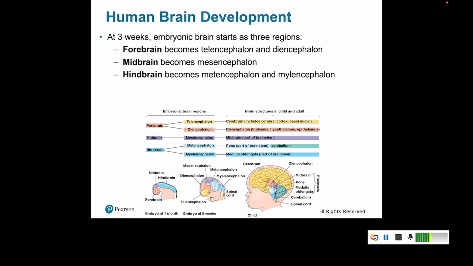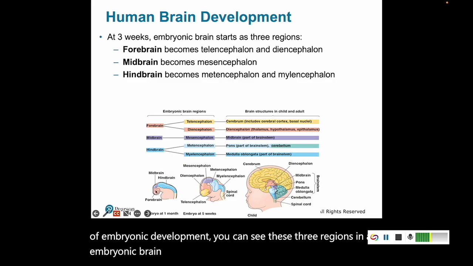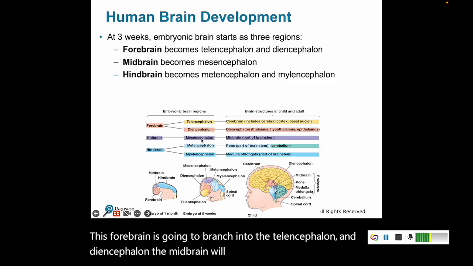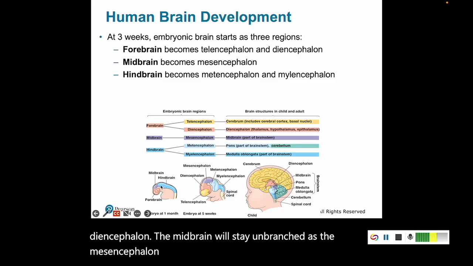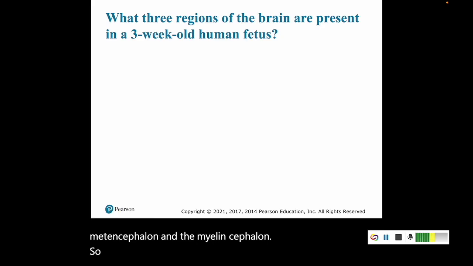By 3 weeks of embryonic development, you can see these 3 regions in an embryonic brain. You can see the forebrain, the midbrain, and the hindbrain. This forebrain is going to branch into the telencephalon and the diencephalon. The midbrain will stay unbranched as the mesencephalon, and the hindbrain will branch into the medencephalon and the myelencephalon. So what 3 regions of the brain are present in a 3-week-old human fetus?